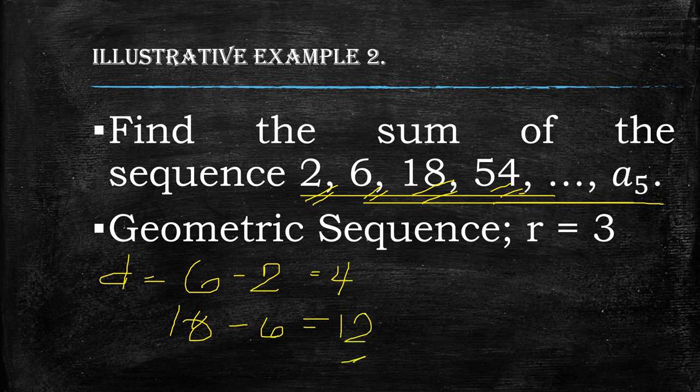As you can see, magkaiba na agad yung ating difference. Therefore, wala siyang common difference. It means that hindi siya arithmetic sequence. Now, sinabi natin na geometric sequence siya. So, prove natin na geometric yan.